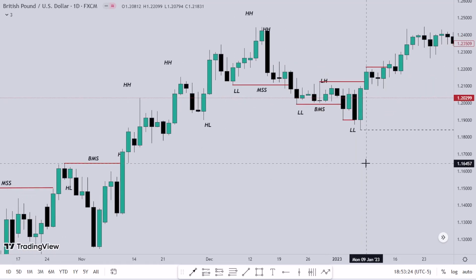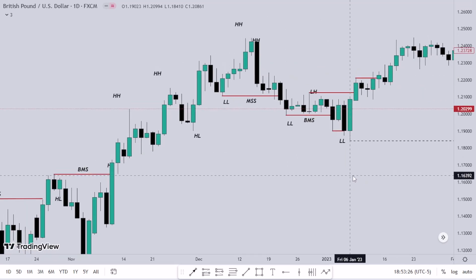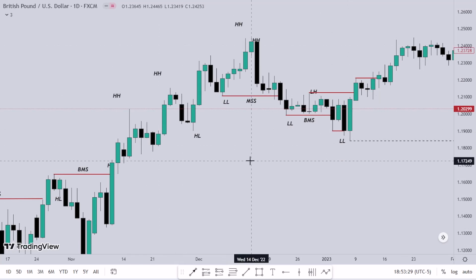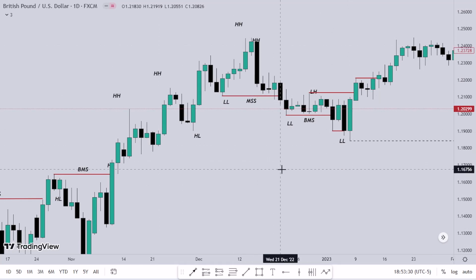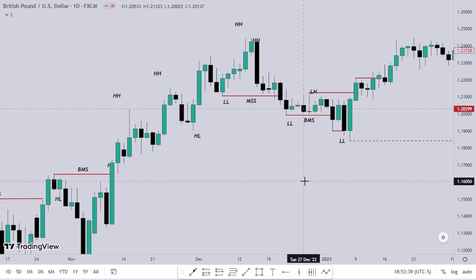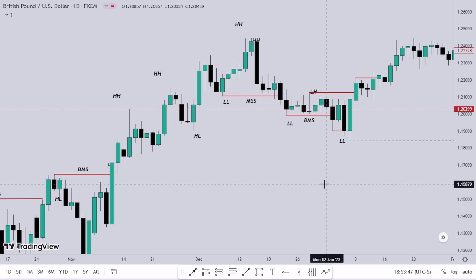So for your assignment, go to your charts, mark up highs and lows, the higher highs and higher lows in the bullish trend, and mark up lower lows and lower highs in the bearish trend. You have to practice for it to stick to you, so that it can easily pop up to your eye whenever you open your charts.